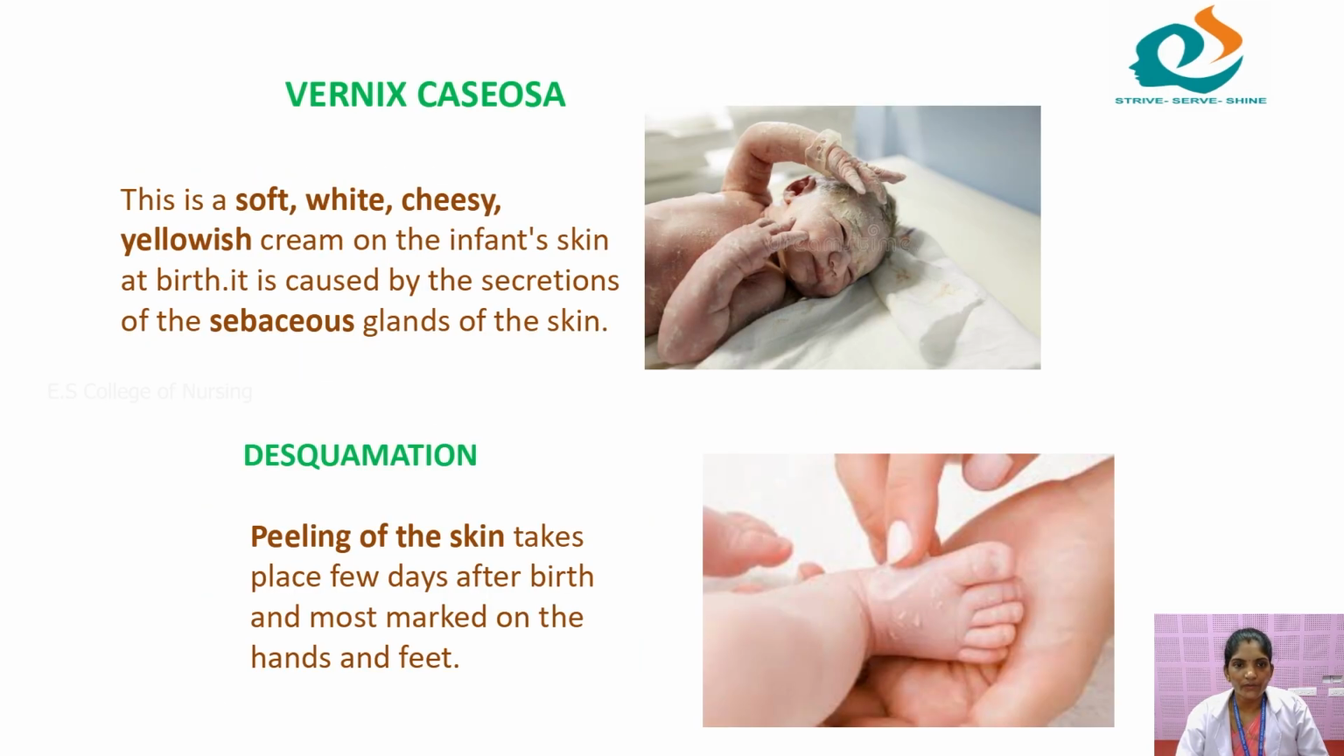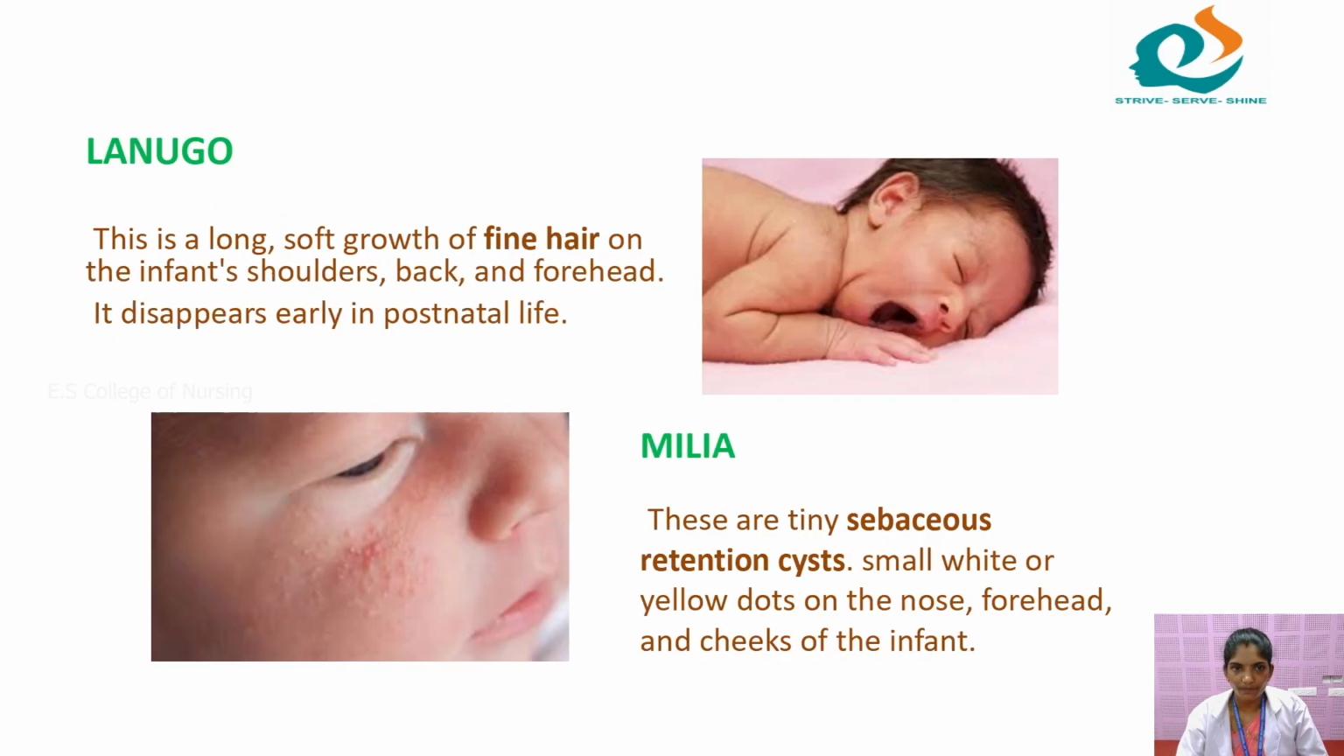Next we will move on to vernix caseosa. This is a soft, white, cheesy, yellowish cream on the infant's skin at birth, and it is caused by the secretions of the sebaceous glands of the baby's skin. Then next we have to assess the desquamation. Peeling of the skin takes place a few days after birth and is most marked on the hands and feet of the newborn.